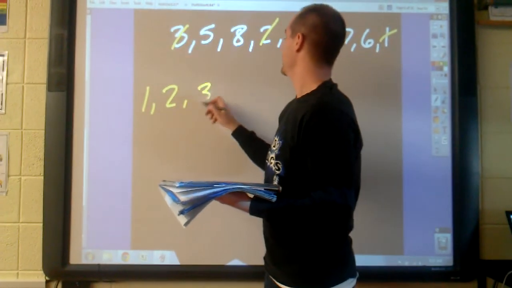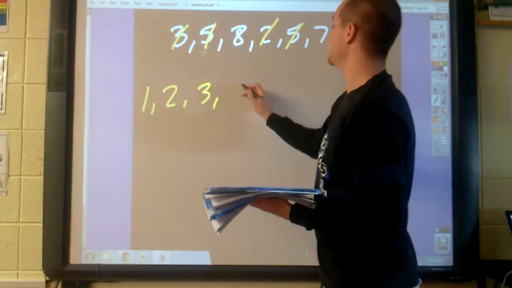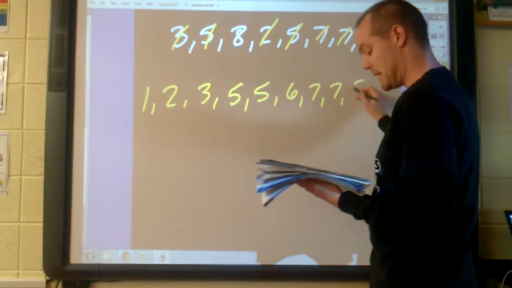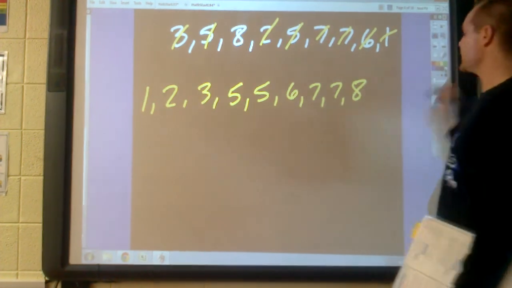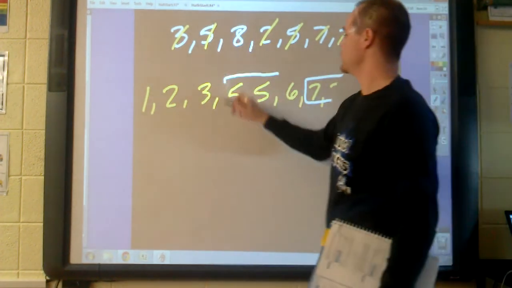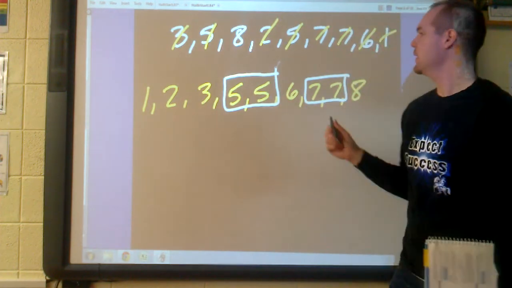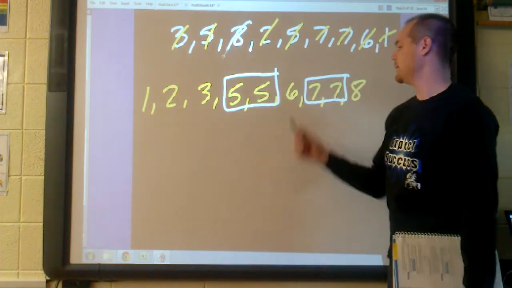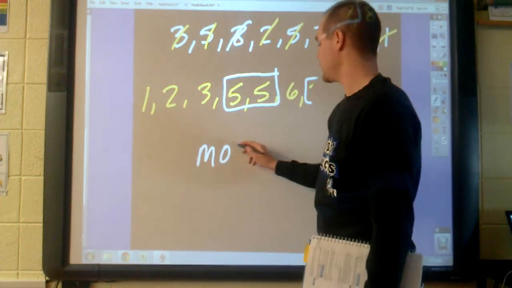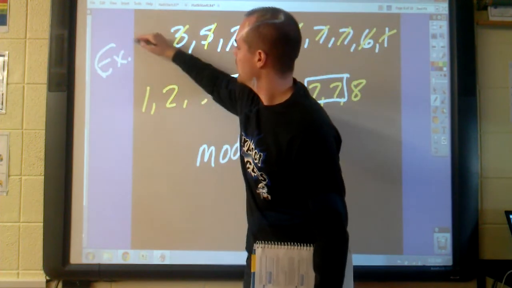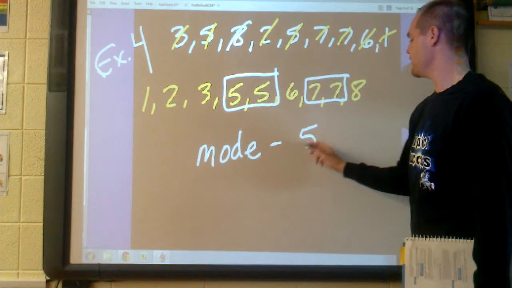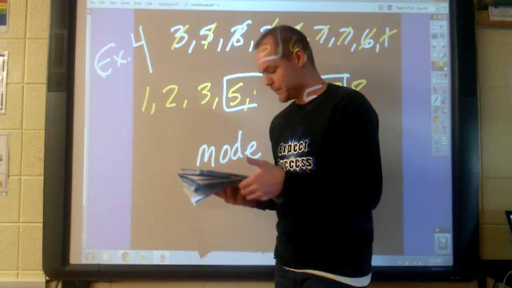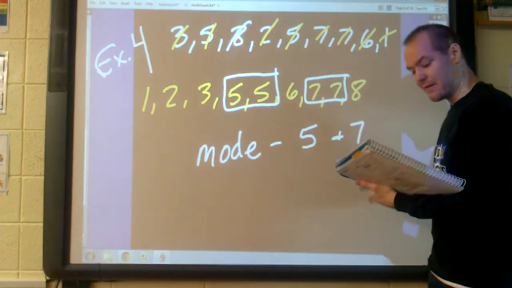1, 2, 3. Looks like I do have 2 5s, 1 6, 2 7s, and an 8. Okay, so what we have here, I have 2 7s and I have 2 5s. The rest of them are only used once. I'm going to go back and double check, make sure I haven't forgotten any, and I did use this 8. So I have 2 modes for example number 4. Okay, and those 2 modes are 5 and 7, because both 5 and 7 are used twice, the rest of them are only used once. Okay, and that is your answer for example 4, 5 and 7.